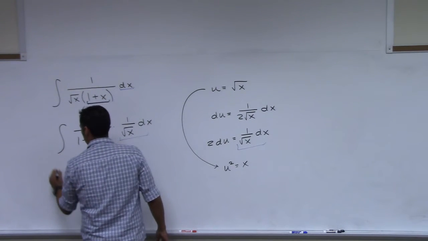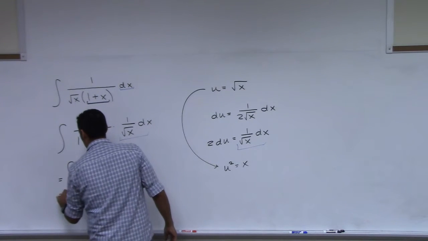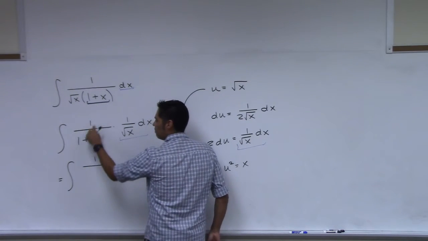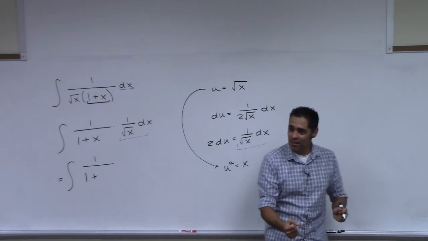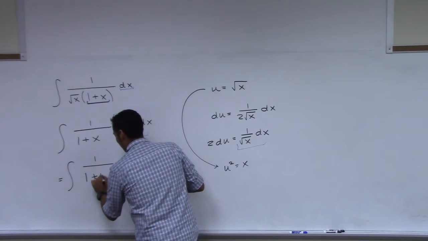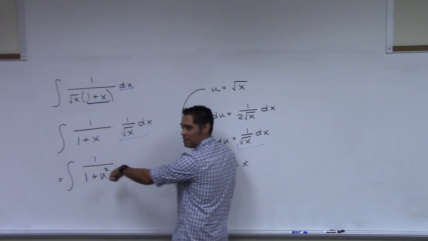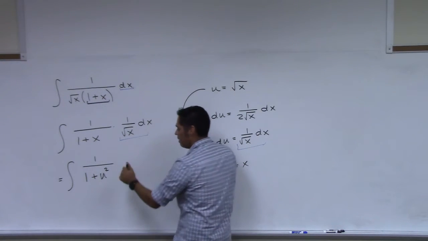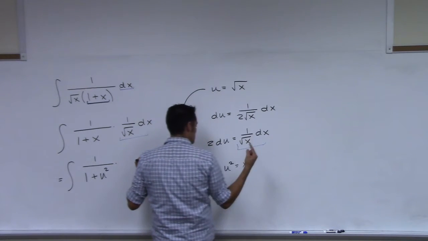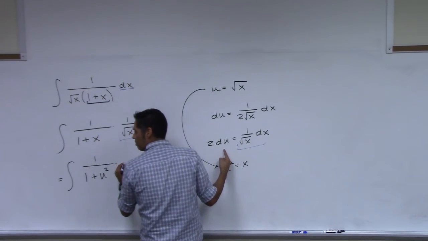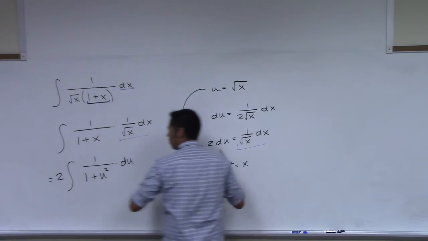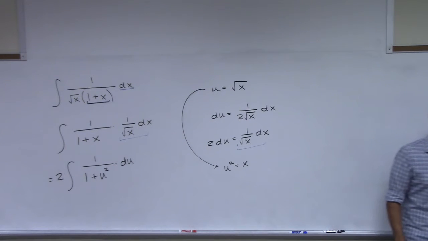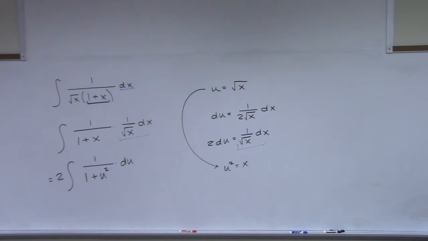So what does this integral become then? 1 over 1 plus what? u squared, which is arctan. The antiderivative of that's arctan, right? Times what? 2 du, right? Bring the 2 out. 2 du. Beautiful. There it is. Did it work? Does that work? Do you follow it?